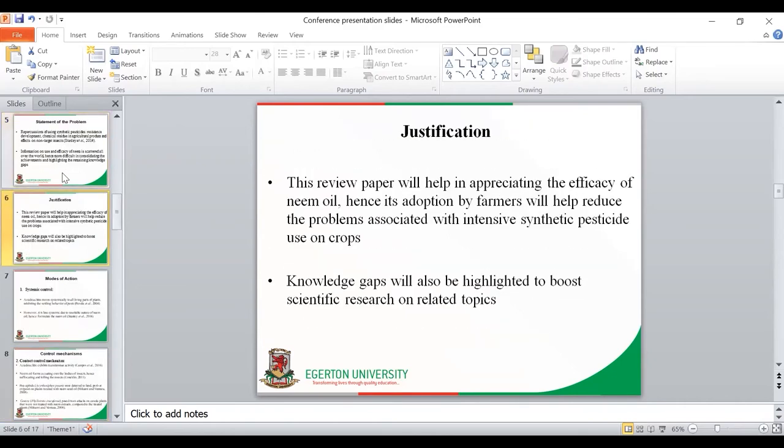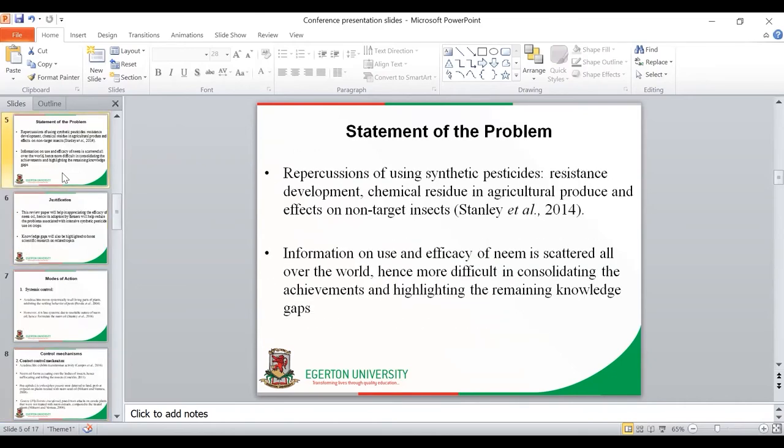Yeah. Are they moving? Okay. The statement of the problem: the problems which come with the intensive use of insecticide are resistance development by the pest, chemical residue in the agricultural produce, and effects on non-target insects, for example, the beneficial insects. Information on the use and efficacy of neem is scattered all over, so we cannot consolidate the achievements which have been made on the same topic. And also highlighting the remaining knowledge gaps is becoming a challenge.